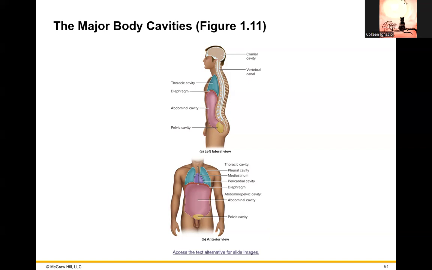That's where our stomach, our spleen, intestines are all within that cavity. The pelvic cavity contains our urinary bladder, some of our reproductive organs, and parts of the intestine.